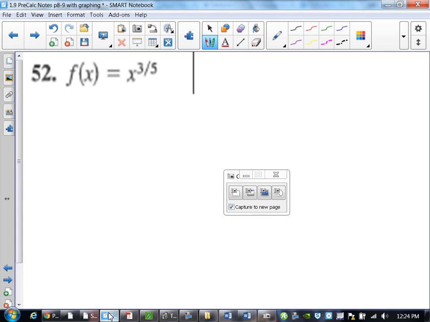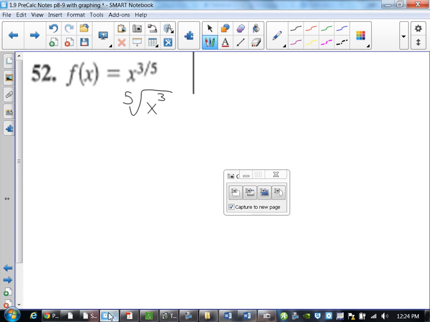Okay. So first thing we got to worry about here is we have a function of x to the 3/5. Well, that's no fun. That means it is the 5th root of x cubed. Good luck finding numbers that work for that. You kind of have to have a calculator to do this one.